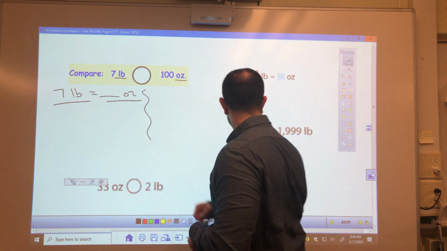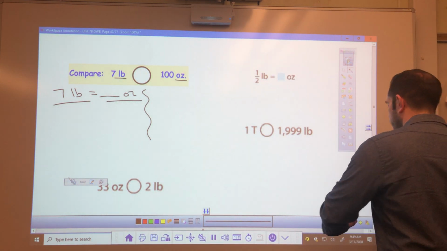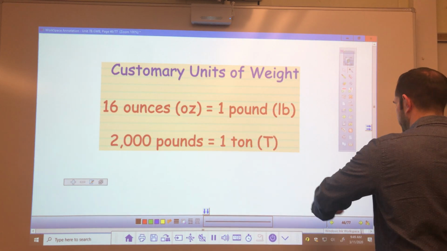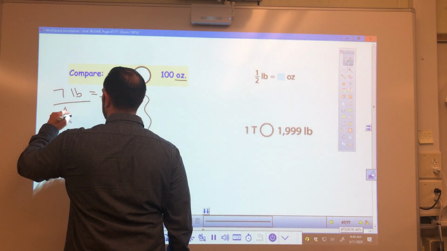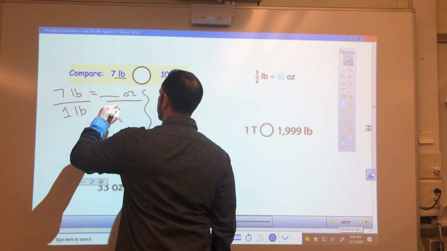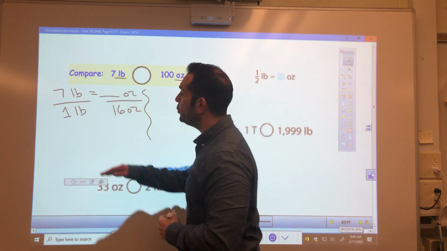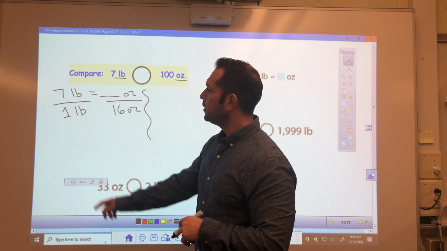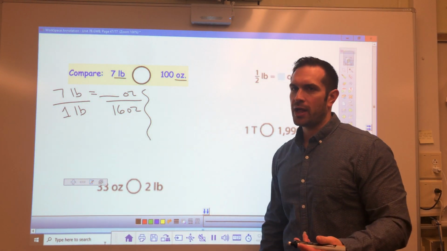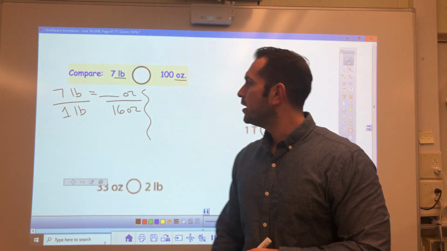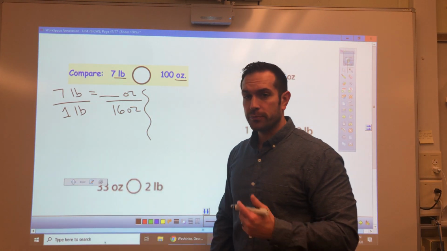Now I'm turning pounds into ounces. So I know, again, from looking at here, I know 1 pound is 16 ounces. So I'm going to put 1 pound, and it equals 16 ounces. So you put what you know at the very bottom. So since this is low to high, you multiply. If it was high to low, you would divide. But since this is low to high, you multiply.